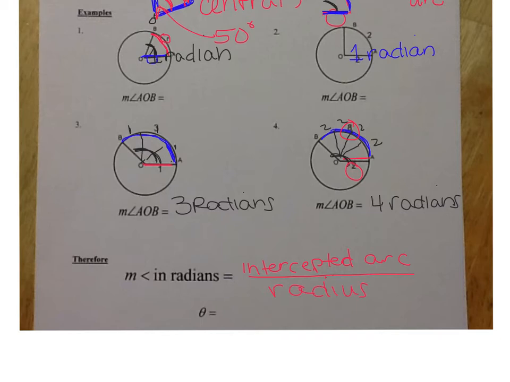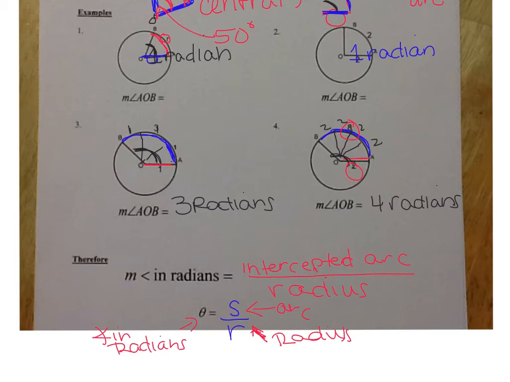Okay, so instead of writing that whole thing out, since I'm talking about my angle, and our angle is theta, we would say theta is equal to S over R. So theta is your angle in radians. S would be your arc, and R would be your radius.